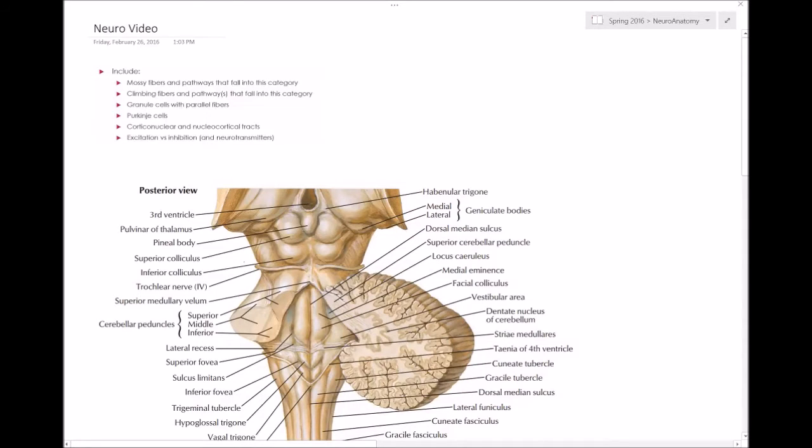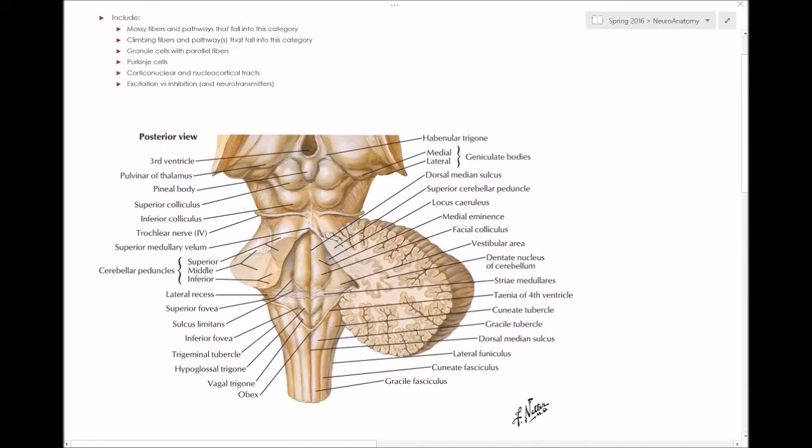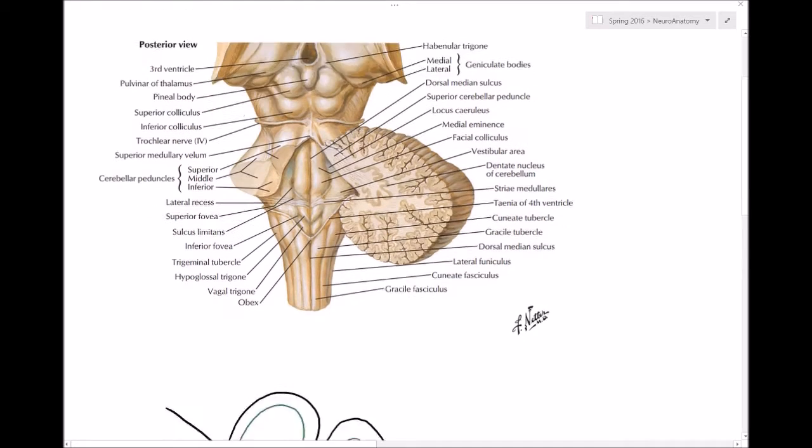Okay, so here we have the cerebellum from your Netter book. We're going to go over some of the contents in here and how signals get passed around, how they get in and out, all that stuff.